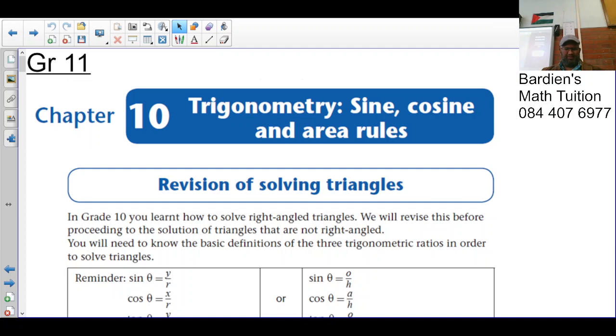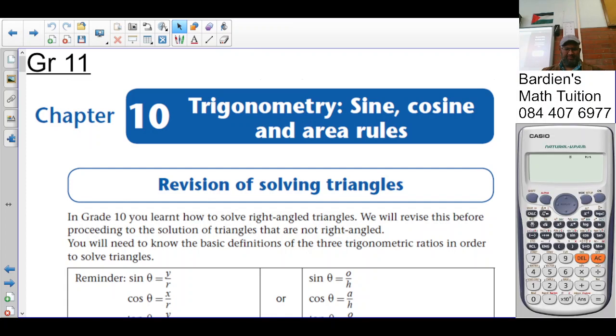So today we're looking at trigonometry, sine, cos and area rule. This is our third lesson on the sine, cos and the area rule.